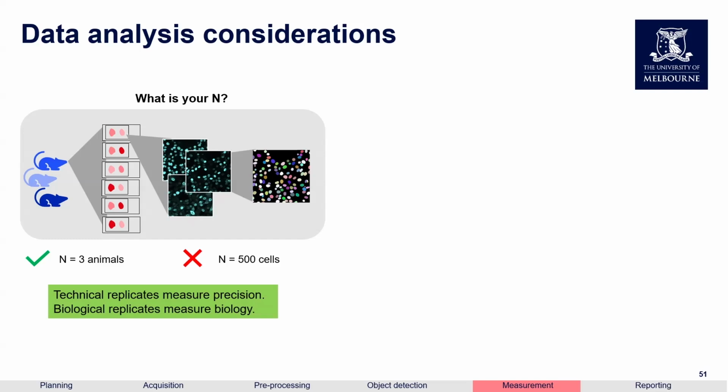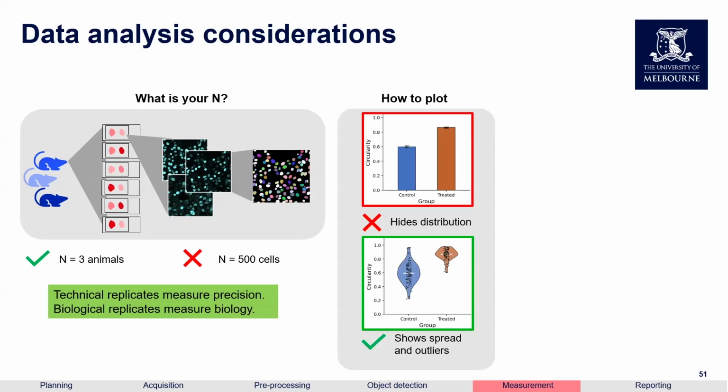So it reflects the precision rather than biological variability. For biological conclusions, you need independent biological replicates, like separate animals, cultures, or experiments. I think this is what a lot of people get confused about. That's why I decided to put it here.